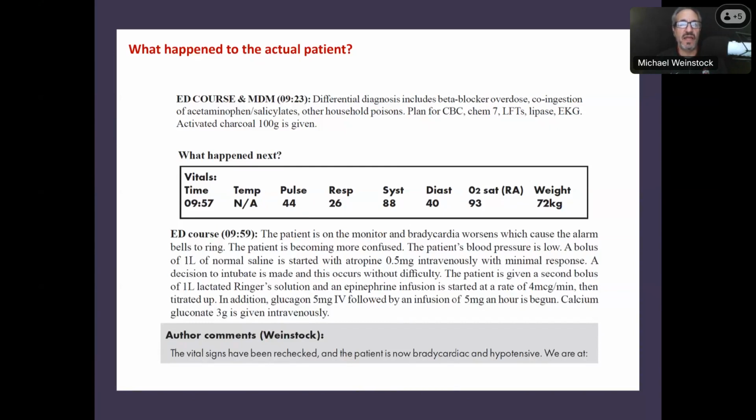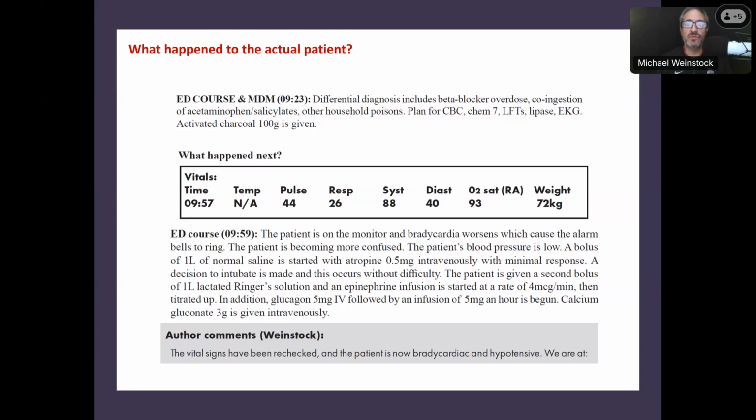The patient had presented, I believe it was 8:28 a.m., I'm pretty sure. And here it is less than an hour and a half later. Now all of a sudden his heart rate is 44, respiratory rate is 26. He's hypotensive and a little bit hypoxemic too. They document, about an hour and a half after he presented, 9:59.